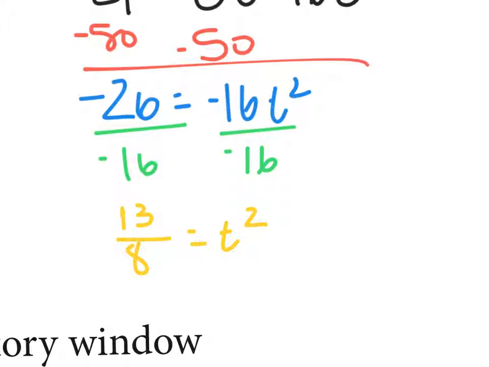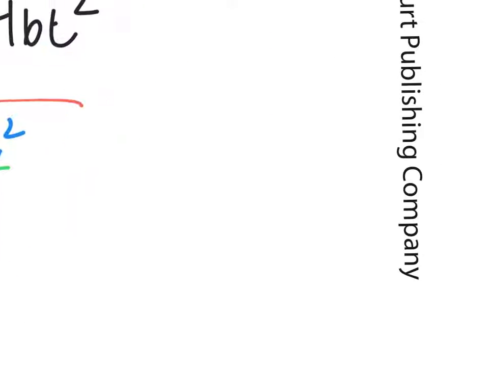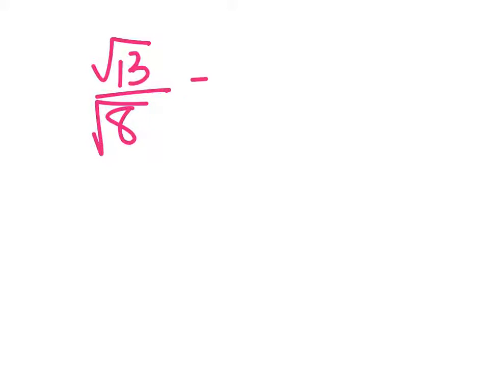And then I need to get rid of that square, and that's what we talked about a little bit yesterday when we were solving square roots. How do I undo a square? I find the square root. So I'm going to take the square root of t squared and the square root of 13 over 8. Okay, I'm out of space, so I'm going to move over here to the right. Thankfully, I can zoom in a whole lot. So I'm going to write this as the square root of 13 over the square root of 8 equals t, so that I can start manipulating each of those.